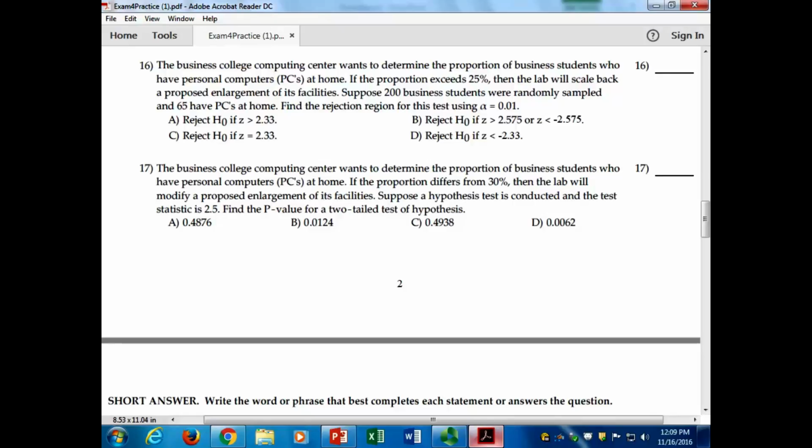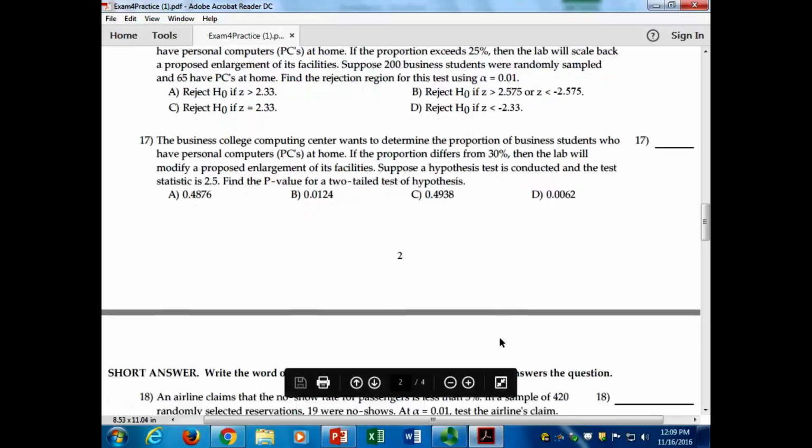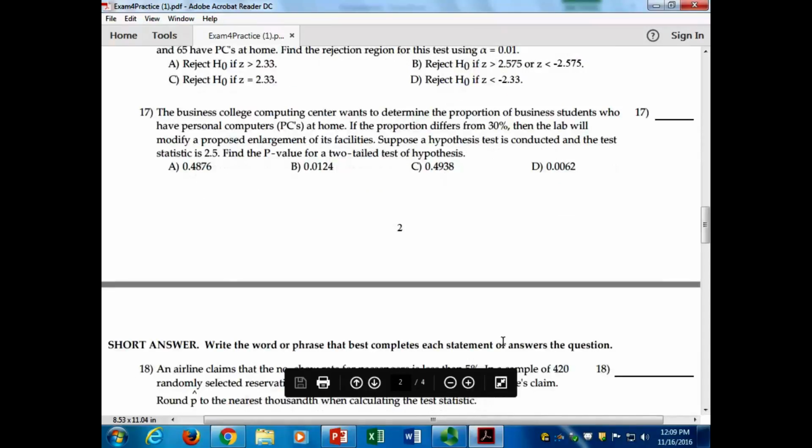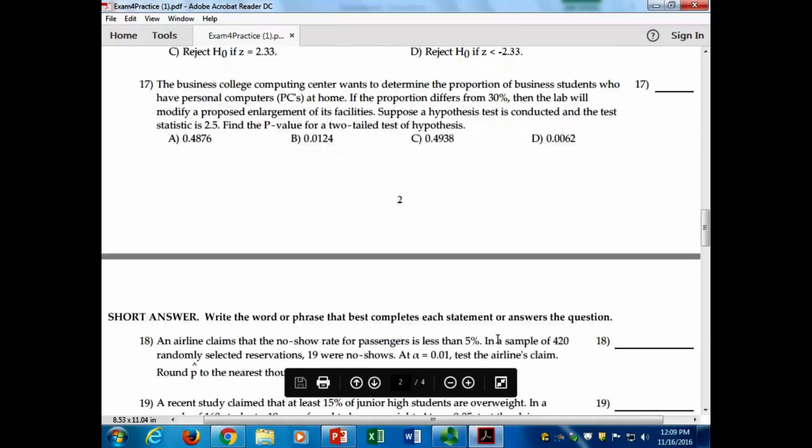What else? 17? We'll do 17 actually because I had an online student who wanted to see that one. This is actually a similar problem, but they kind of changed the numbers on you a little bit. It says, suppose the computing center wants to determine the proportion of business students who have computers. In other words, they're not coming up with some number in mind to begin with. But if the proportion differs from 30%, they're going to modify the way they were planning. So they're planning their facilities assuming 30% of people have computers at home.